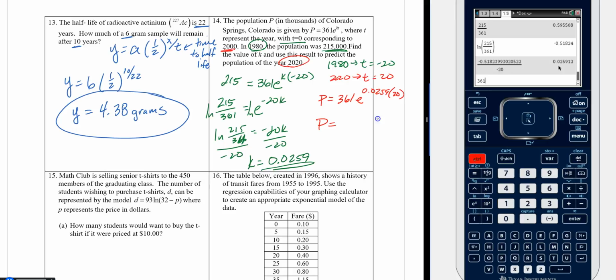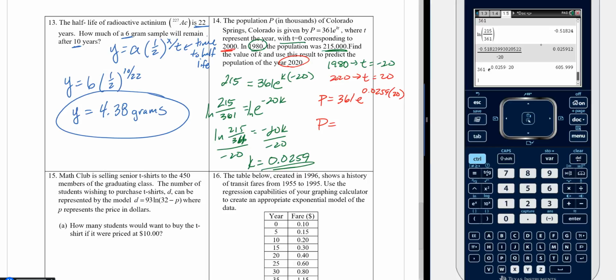361 e to the 0.0259 times 20, and we get 60599, which we'll call 606. Remember, that's thousands, so that's 606,000 people.